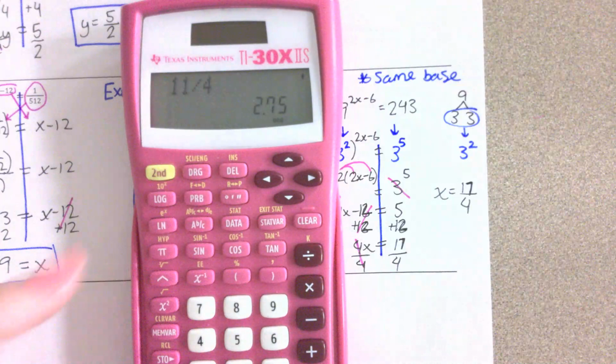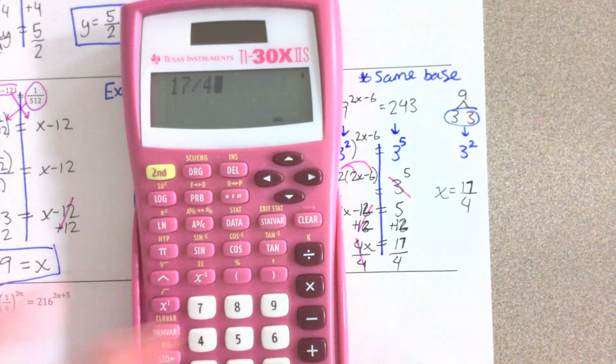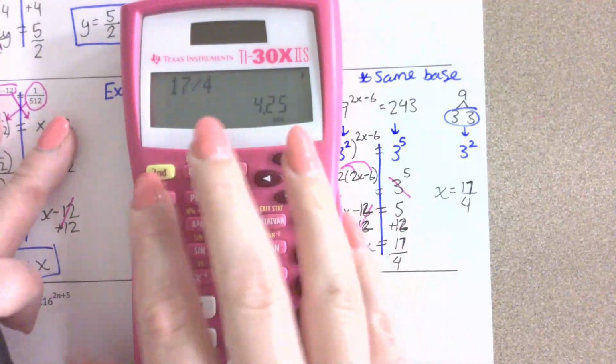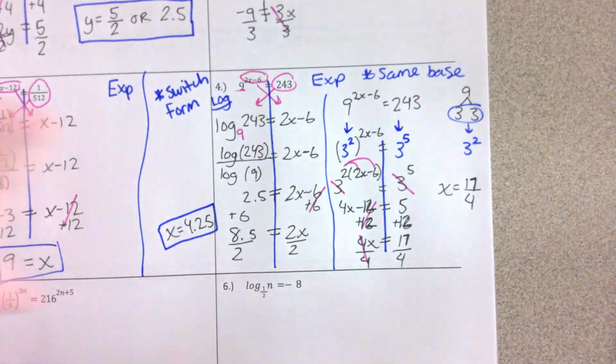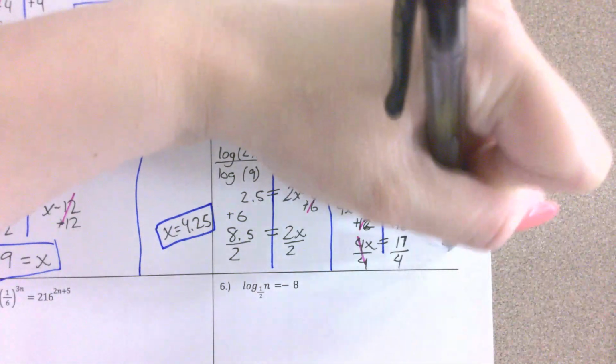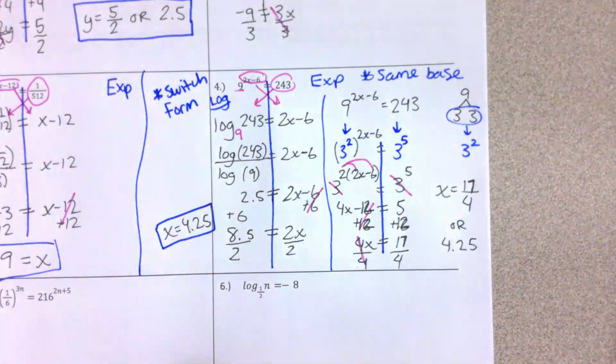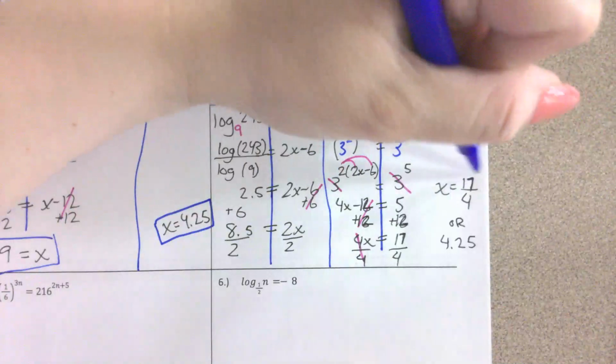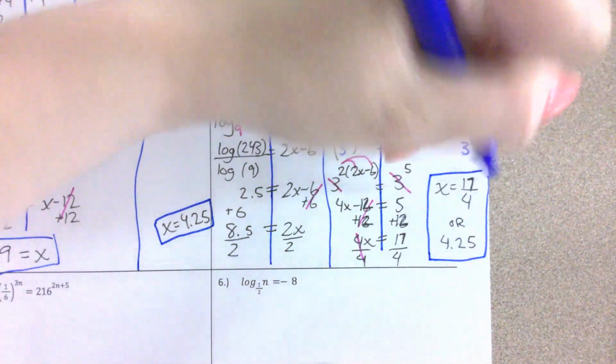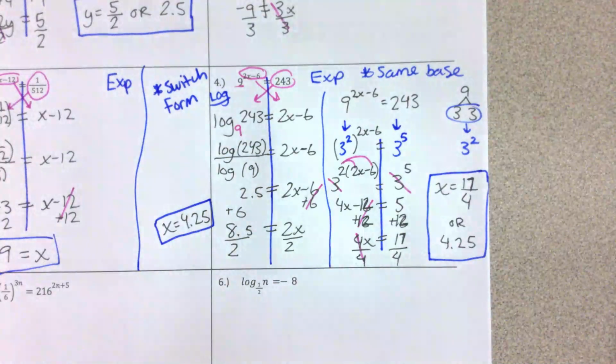Let's just check to be sure. 17 over 4 is 4.25, which is what I got the first time. So, there we go. Sorry about that error. So 17 over 4, or 4.25, is our answer.